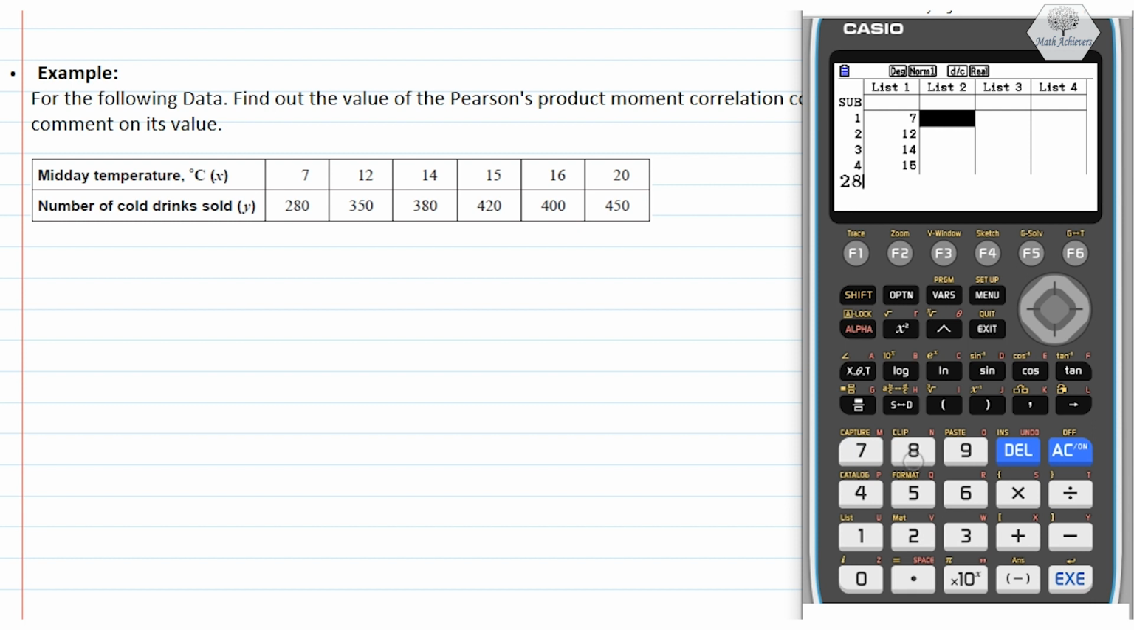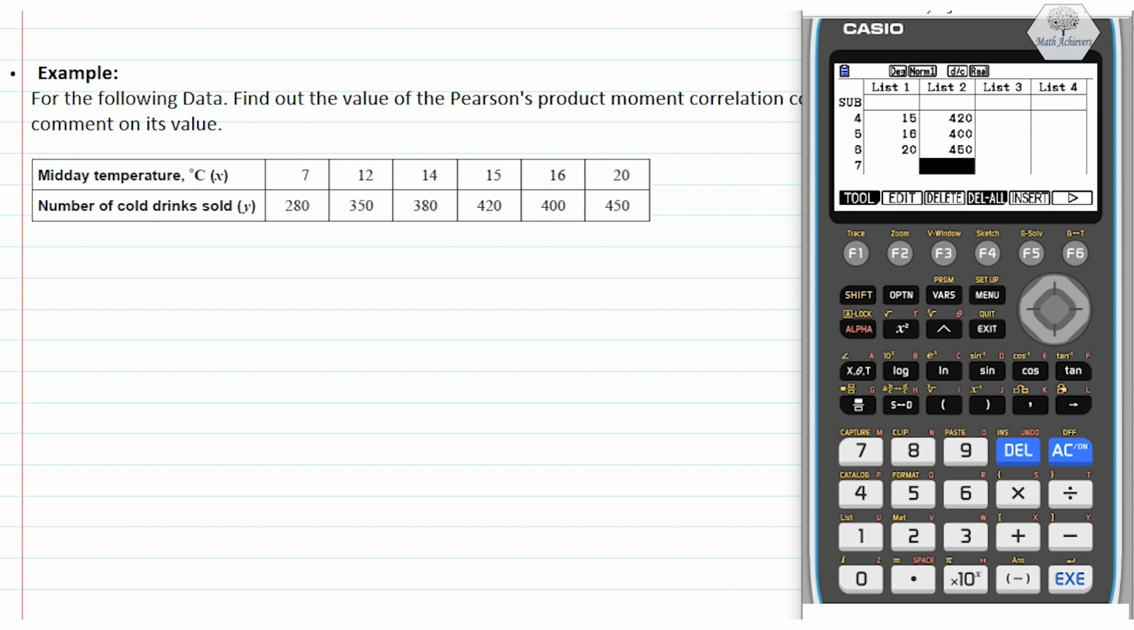I have 280, 350, 380, 420, 400, and 450.